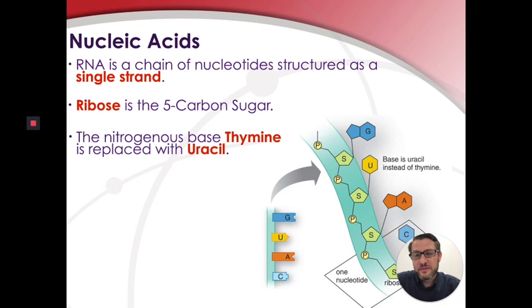The final difference is that RNA does not have thymine. There are no T's in RNA. Instead, we replace that with a nitrogenous base called uracil. So anywhere in RNA where you would have a T, instead you put a U.